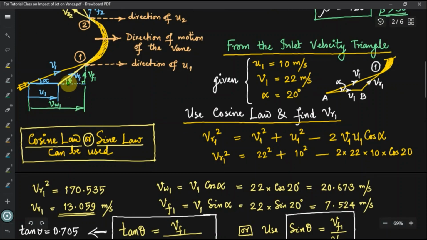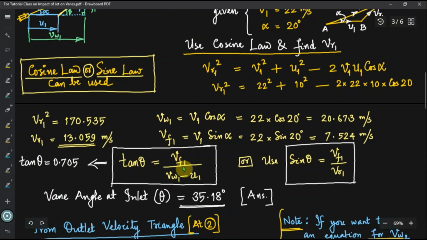So you can use tan theta from this small right triangle, part of the inlet velocity triangle. That is, tan theta is equal to opposite side by adjacent side, that is Vf1 by the adjacent side here, Vw1 minus u1. Therefore tan theta is equal to Vf1 by (Vw1 minus u1).